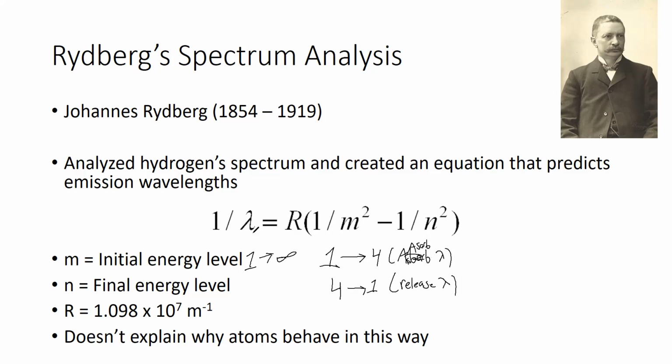So this equation tells us what wavelengths of light we'll be looking for, either to absorb or to release, based on what energy levels we have. M is the energy level we start in, N is the energy level we end in, and we have a constant so we can relate this to wavelength, and that's called Rydberg's constant. However, Rydberg couldn't explain why this happens. He could just predict what wavelengths of light would be possible for hydrogen.